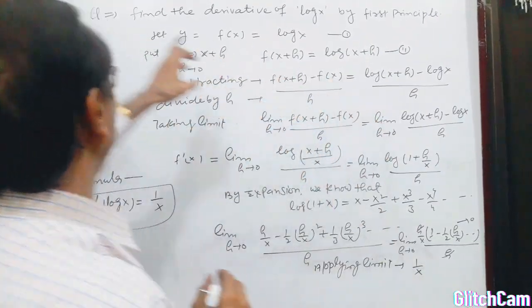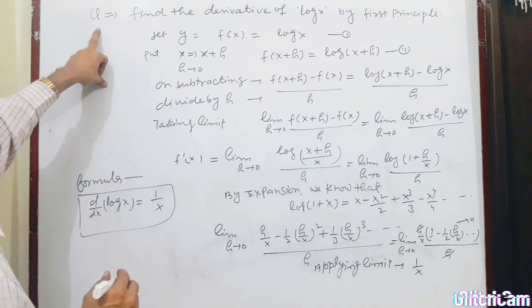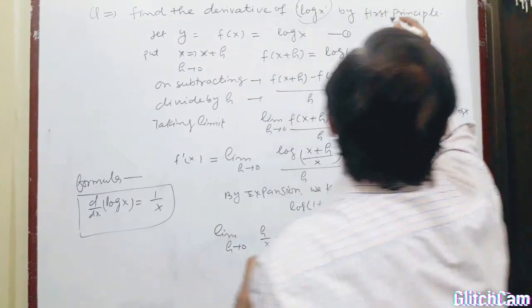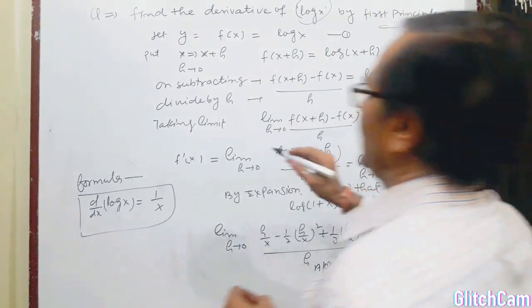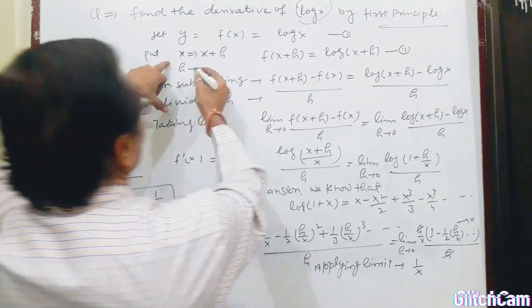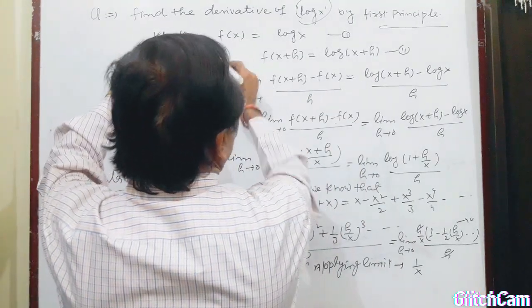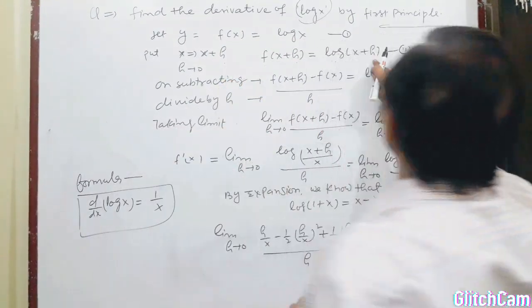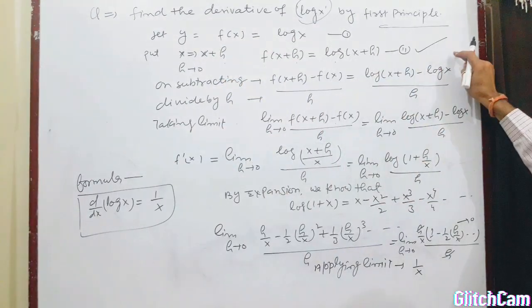Here students, we take another example. Find the derivative of log x by first principle. Let y equals f(x) equals log x. It is the first equation. We put x equal to x plus h. So f(x plus h) equals log(x plus h). It is the second equation.